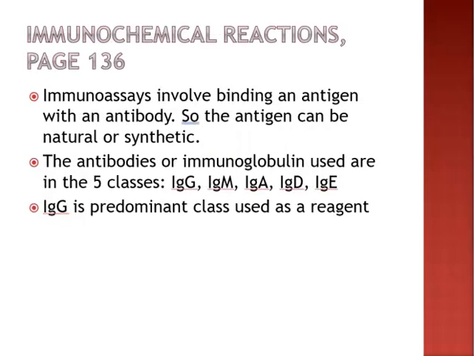In our immunochemical reactions, the immunoassays involve binding an antigen with an antibody, so the antigen can be natural or synthetic. Our antibodies or immunoglobulins used are from the 5 classes: IgG, IgM, IgA, IgD, or IgE. And of course, our IgG is the most prominent class used as a reagent.